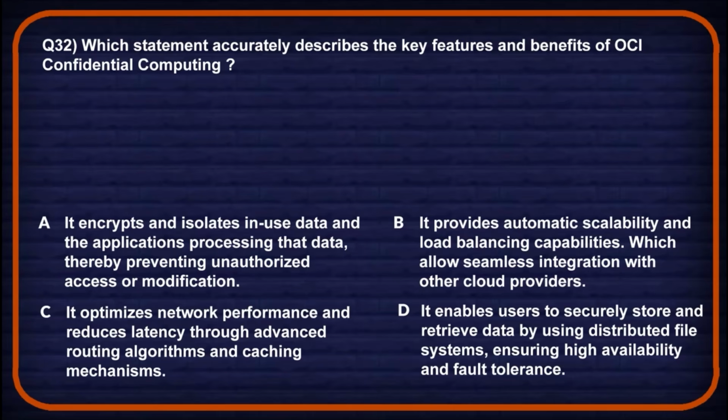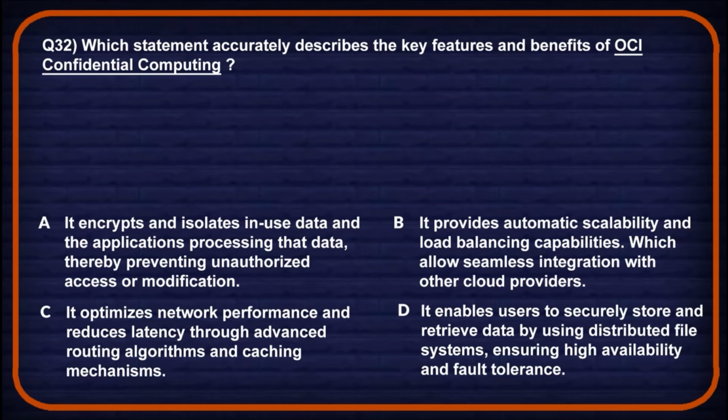Okay, let's look into question number 32. Which statement accurately describes the key feature and benefits of OCI confidential computing? Okay, let's look into the options. Option A, encrypting and isolating in use data and the application processing the data, thereby preventing unauthorized access or modification. Confidential computing protects in use data by encrypting and isolating it during processing to prevent unauthorized access. So it might be a potential answer.